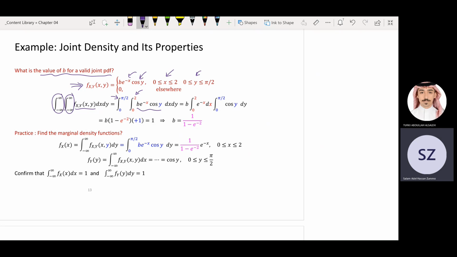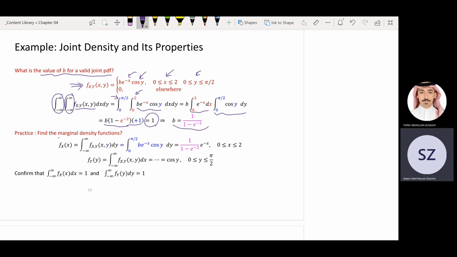Now you have an exponential multiplied by cosine. Luckily you can separate it, right? The x integral is alone, while the y integral is alone. The exponential integrates into an exponential, and the cosine integrates into sine. When you substitute, you get this. Now you need to equate this to 1. When you equate it to 1, you get b equals this. Okay, this ensures that the joint PDF sums to 1. That's good.